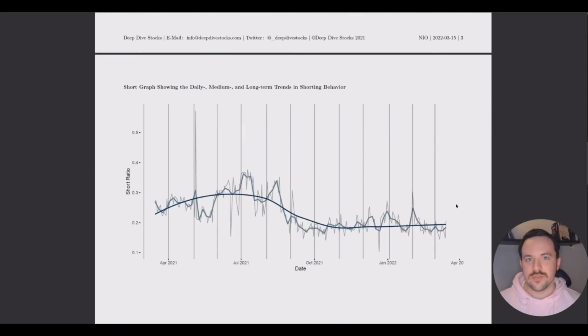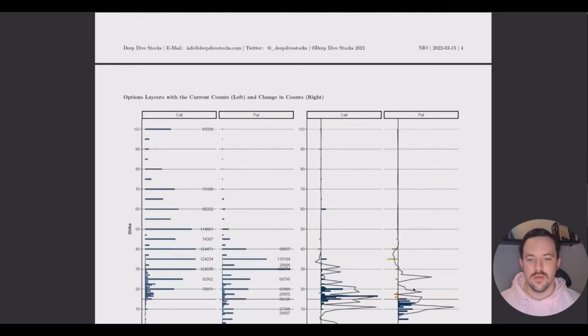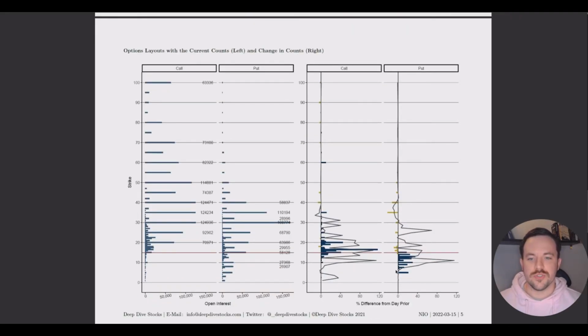In terms of shorting, there's not much to report here. Shorting has been pretty dead on the stock for a while. It seems like in July, August, September, the shorting started to fall, and it really hasn't moved much since. The options layout tells an interesting tale.